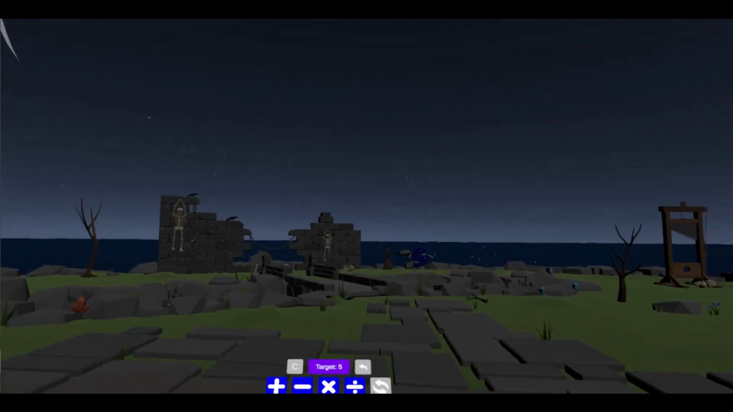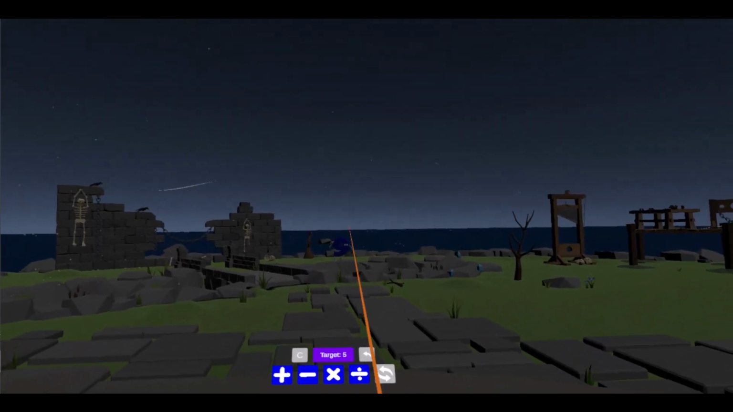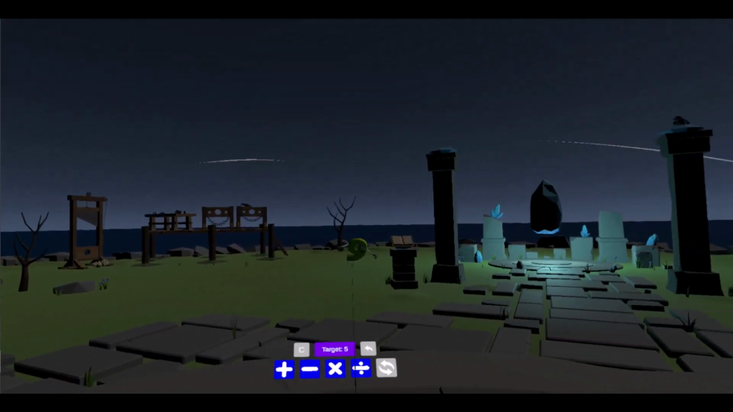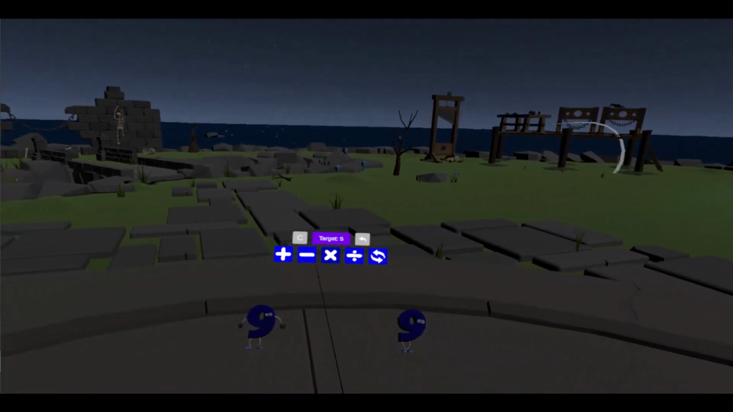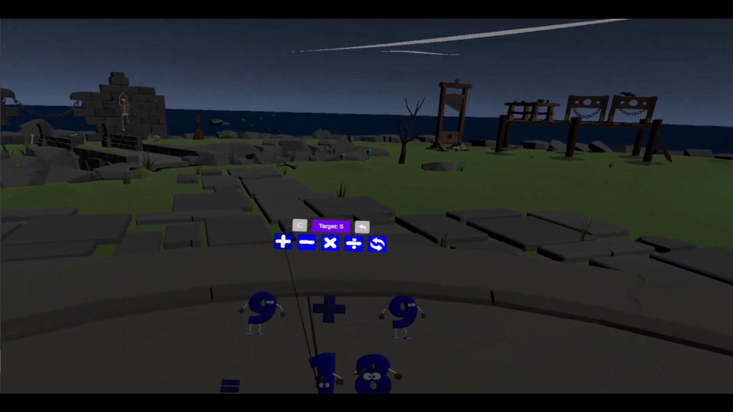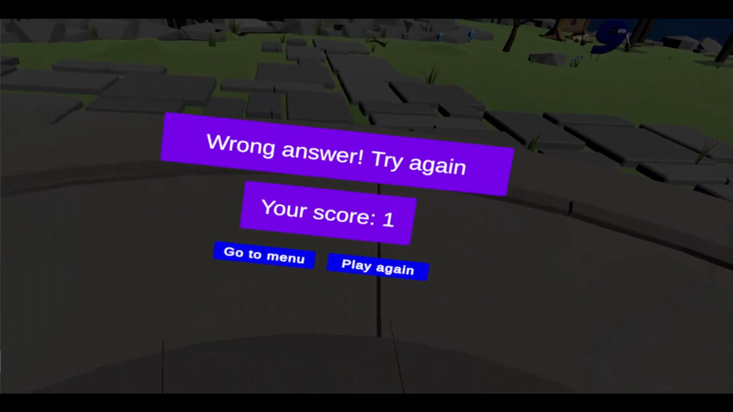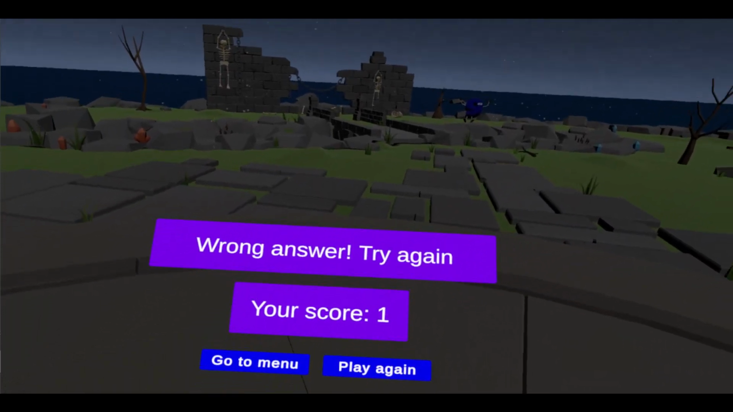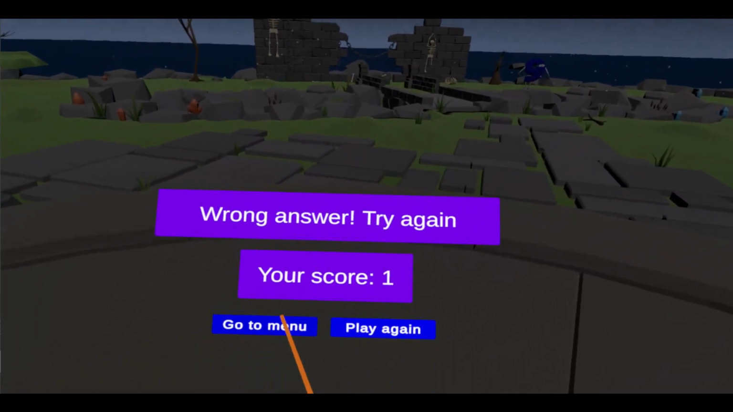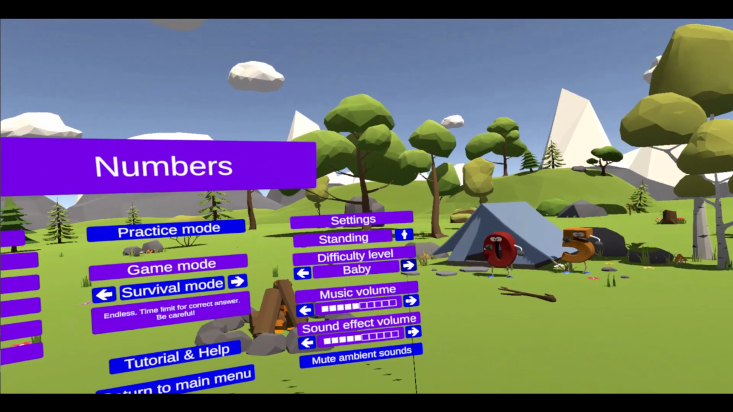And I continue on. So let's just get one wrong to show you it not working. So 9 and 9. And we'll minus it. I will plus it. And we'll submit that. And you see it knocks me out. So that's survival mode. And I'm going to go to the main menu. And that was baby survival mode.